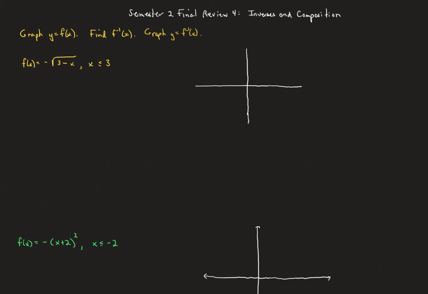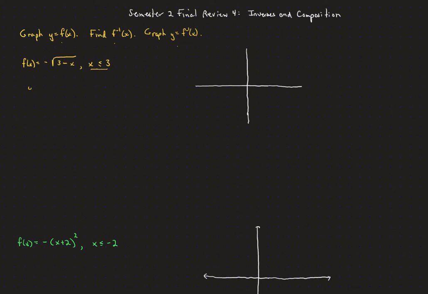In this video, we're going to work some problems from our chapter on finding inverses and composition of functions. Here's our function: f of x is negative square root of 3 minus x, with a restricted domain that x is less than or equal to 3. We're going to graph that first, then find its inverse, and then graph its inverse on the same axes.